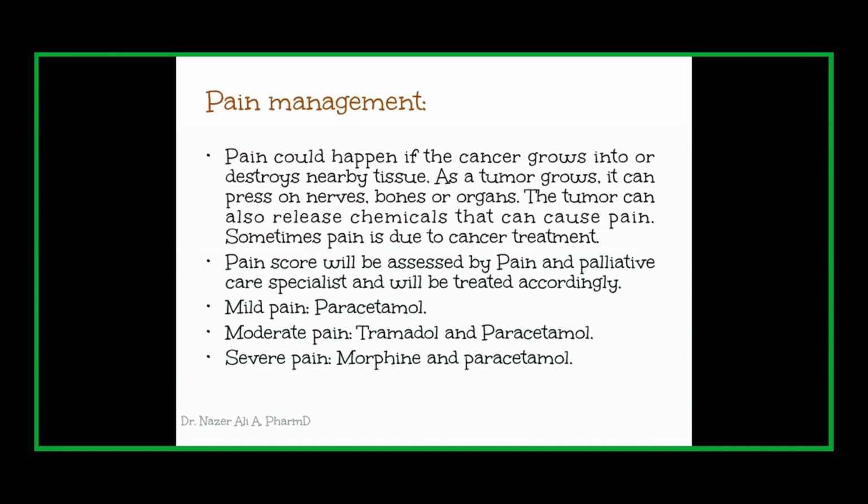Due to that, also the patient may experience pain, and also the tumor may release certain chemicals that can cause pain. Okay, so that pain intensity, the pain score will be assessed by the pain and palliative care team, by the Wong-Baker Faces scale. If it is a mild pain, they will treat with some basic paracetamol itself. And if it is moderate, they will prescribe tramadol with paracetamol. And if it is severe pain, they will prescribe morphine, 1 mg, 2 mg, or even 5 mg, depending on the patient's tolerability and condition. They will prescribe morphine with paracetamol.